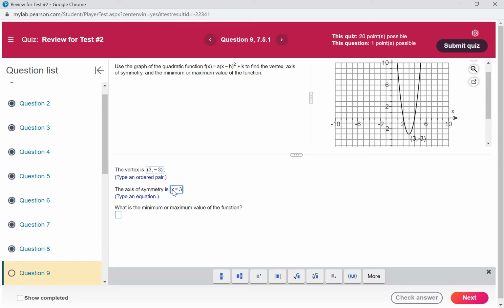So here's the thing on the axis of symmetry. Notice it says you gotta type an equation. So you gotta put that x equals 3 all there, okay? And then it wants to know what is the minimum or maximum value of the function. Well, that's equal to the y value, which is -3. So the x value gives me the axis of symmetry. The y value gives me the maximum or minimum amount. All right, y'all. So then we would click next.